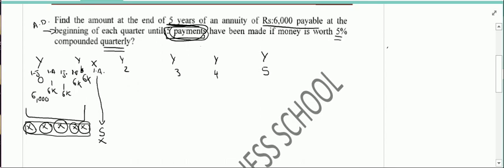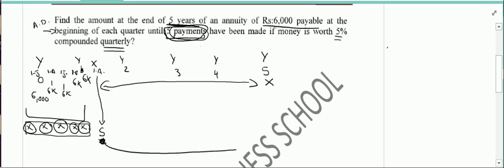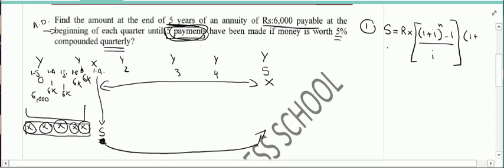However, I have to calculate the future value on year 5 and I am not making any deposits in this time period. So firstly, I will use the future value of annuity formula, calculate the value over here and then compound it for this time period. So step number 1 will be to use the future value of annuity due formula, which is S equals R multiplied by (1 plus i) power n minus 1 over i, multiplied by 1 plus i.